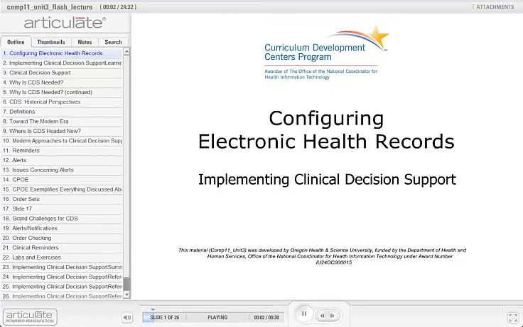Welcome to Configuring Electronic Health Records, Implementing Clinical Decision Support. The component Configuring Electronic Health Records provides a practical experience with a laboratory component utilizing the VISTA for Education program that will address approaches to assessing, selecting, and configuring electronic health records, EHRs, to meet the specific needs of customers and end users.